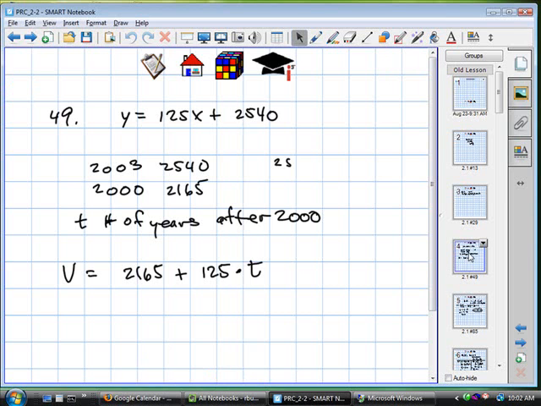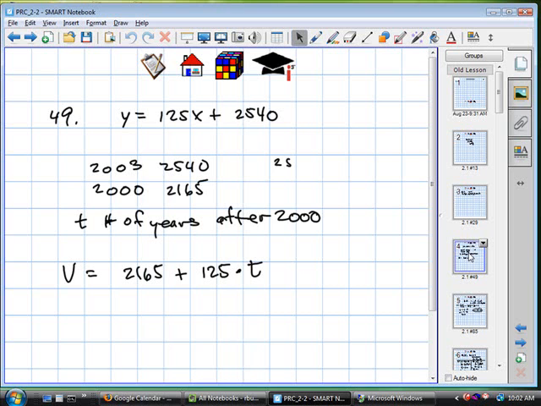Okay, let's see if I interpreted this right. In 49 and 50, you're given the dollar value of a product in 2003 and the rate at which the value of the product is expected to change during the next 5 years. Use this information to write a linear equation. So they told us that in 2003 it was worth $2,540. The rate is $125 per year. That really is your slope.